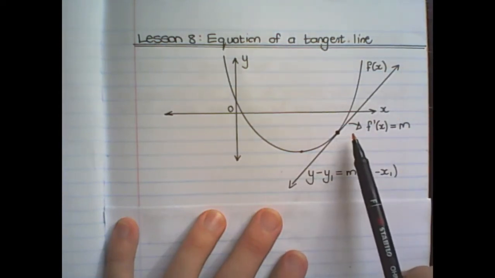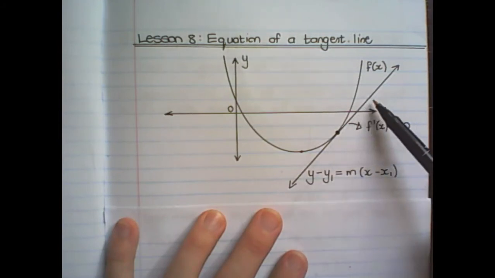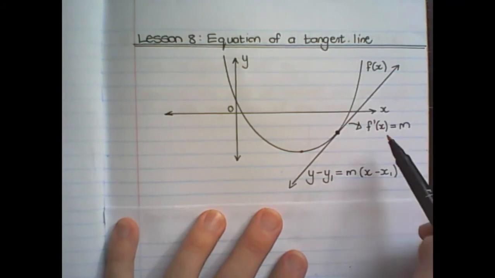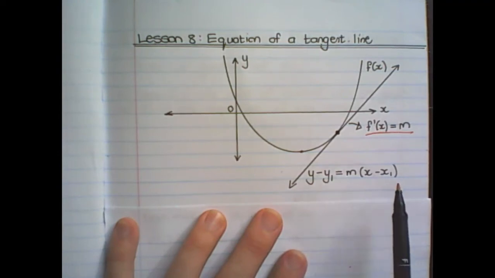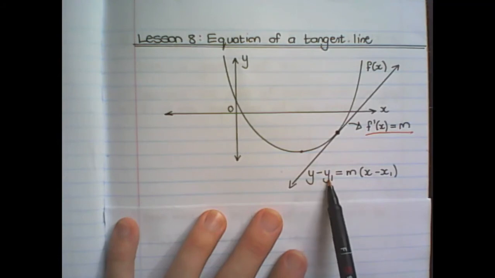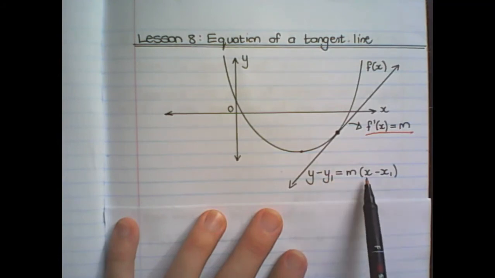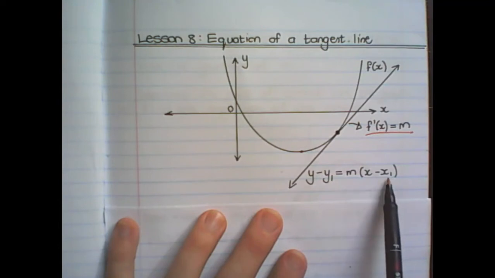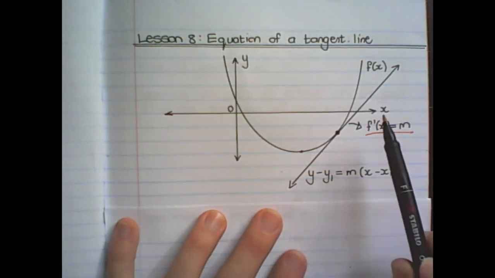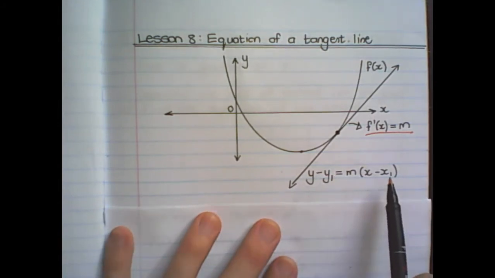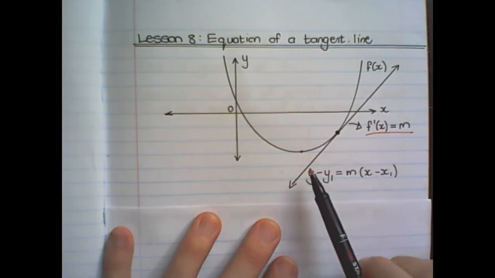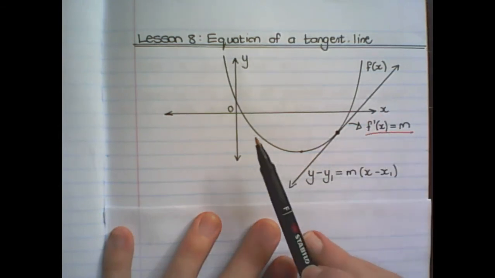What we have learned in previous lessons is that the gradient of the tangent line can be determined by the first derivative of f(x). In grade 11, we used the following formula to find the equation of the line: y minus y1 equals the gradient times x minus x1, where x1 and y1 was a coordinate or point on the tangent line. So in today's lesson, we will learn how to find the equation of this tangent line at any point of x.